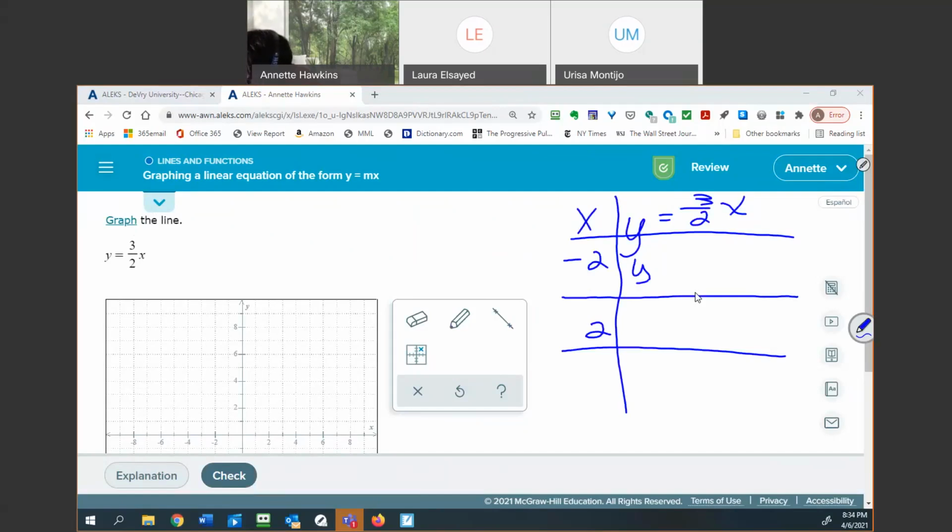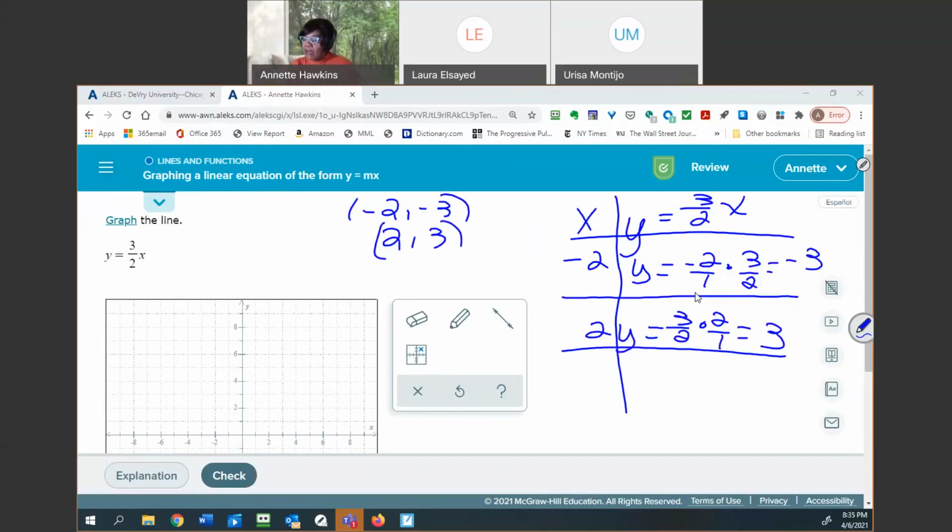So y equals negative 2 over 1. Now, where did the 1 come from? I put it there because this is a fraction. Okay. So x is negative 2, so I get negative 3. So this ordered pair is negative 2, negative 3. Now I'm going to use 2. Y equals 3/2 times 2 over 1, and I get 3.